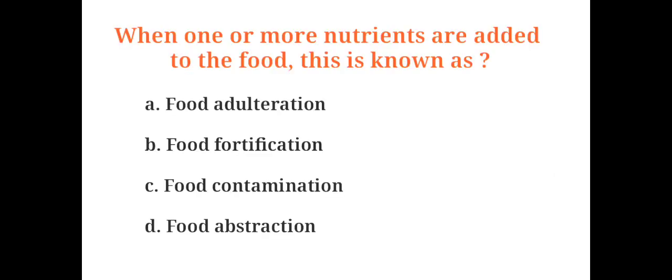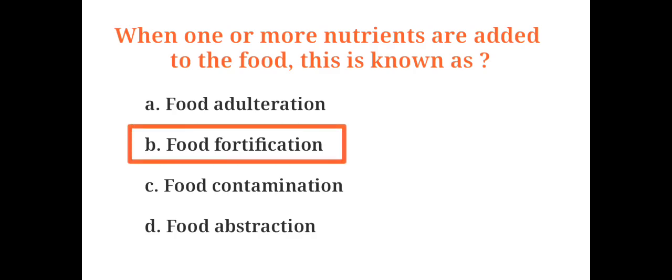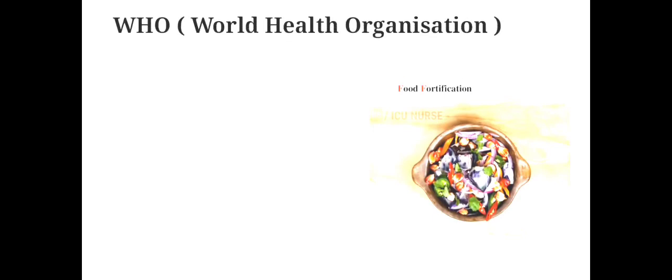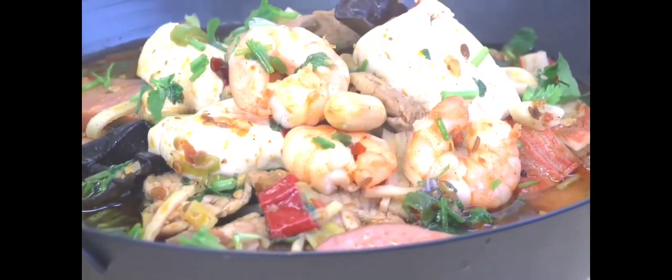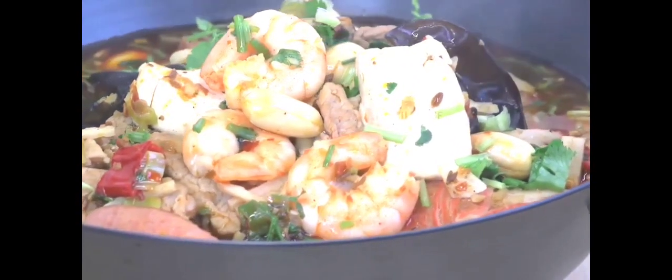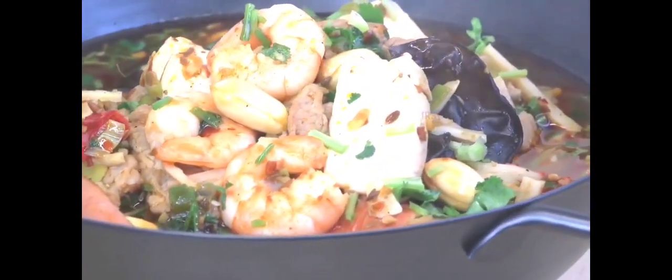When one or more nutrients are added to the food, this is known as A. Food adulteration, B. Food fortification, C. Food contamination, D. Food abstraction. And the correct answer is B. Food fortification. According to WHO, the process whereby nutrients are added to the foods in relatively small quantities to maintain or improve the quality of diet of a group, a community or a population is called food fortification.